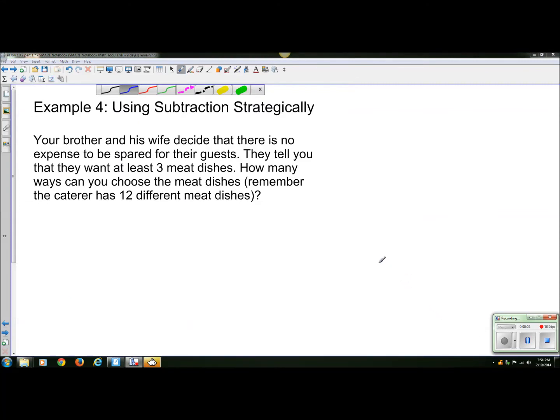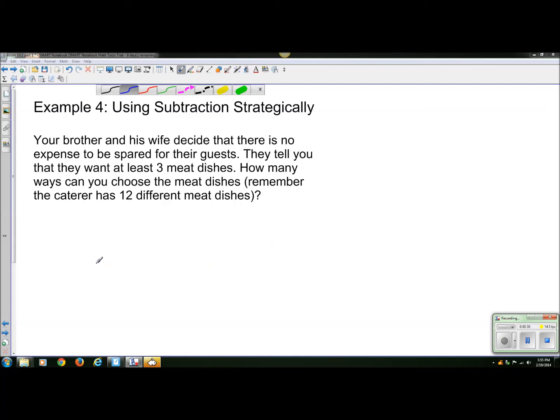Let's look at an example where you can use subtraction to strategically make a problem easier. Your brother and his wife decide that there is no expense to be spared for their guests. They tell you that they want at least 3 meat dishes. Your brother and his wife want to have a lot of meat dishes, at least 3. They could choose up to 12. We could do what we did last time, and we could say, how many ways are there to choose 3 meat dishes? Alright, how many ways are there to choose 4 meat dishes? And do that for all of them, and add them all up. But that would take a long time, so let's not. Let's look at this in a different way.